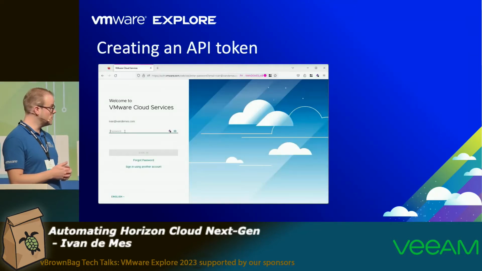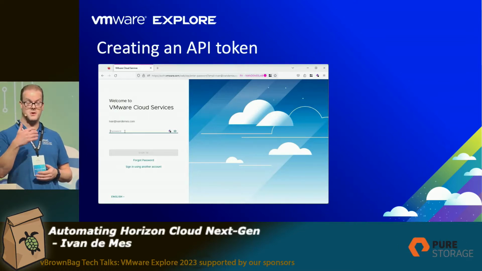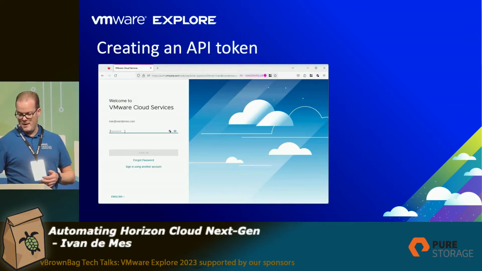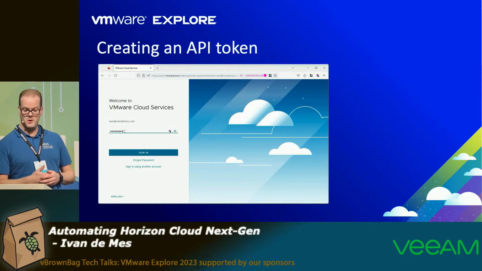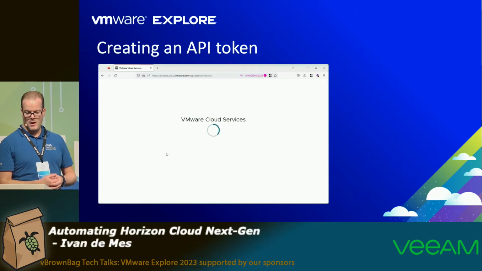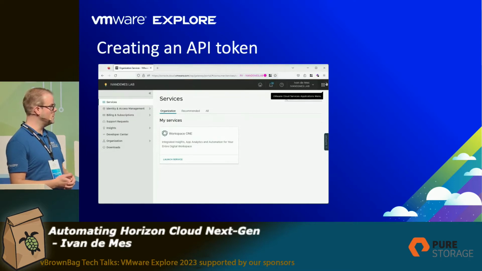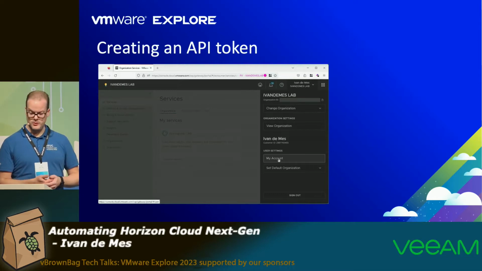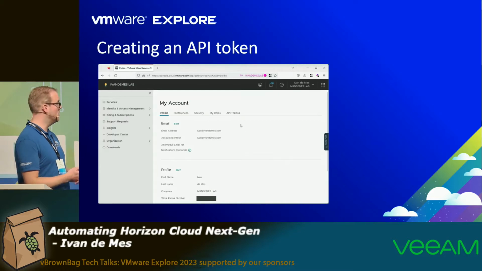But first things first, what we need to do first is to create an API token, and that gives us the ability to eventually talk to the Horizon Cloud Next Gen API. So that's something that I want to demonstrate in this video. So what we will do is we will log on to the Cloud Services control plane. And once we've done that, what we do is we go to the drop-down menu. And then we go to My Account. And when we are there, we open up the API Tokens tab.